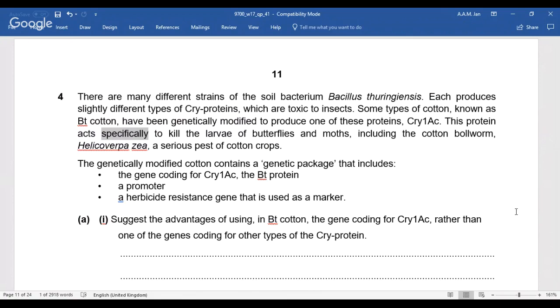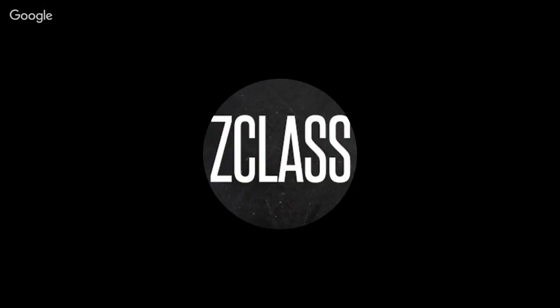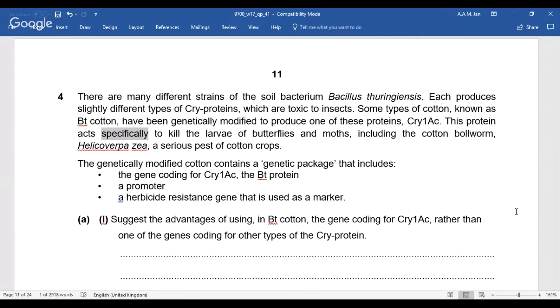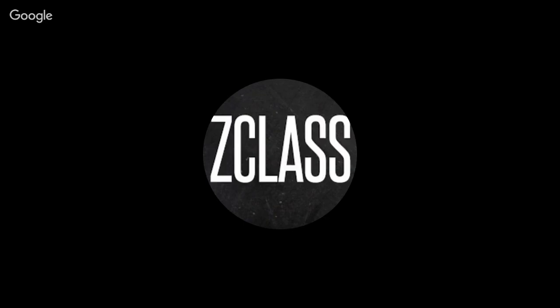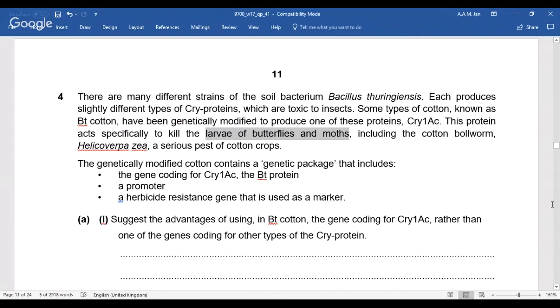It means that it will only kill the larvae of butterflies and moths. So it won't kill other developmental stages of the butterflies and the moths. It won't kill other insects. It'll only kill these larvae of butterflies and moths. Why might that be useful? Why might you only want to kill the larvae of butterflies and moths? Why do you want a specific protein that only kills the larvae of butterflies and moths?